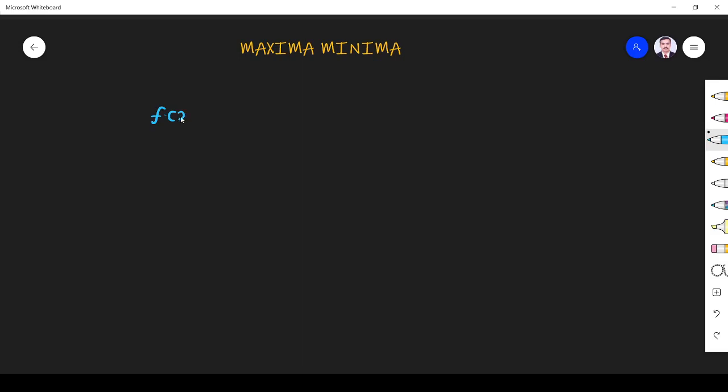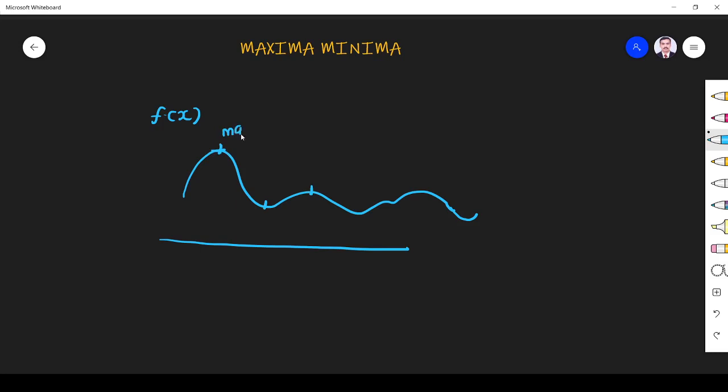Let us take a function f of x, represented like this. If we see this function f of x, we can say at this point the value is maximum, and at this point the value is minimum. Here the value is maximum. This point is a point of maximum. Here it is minimum, and let us assume it goes like this. Here it is minimum.